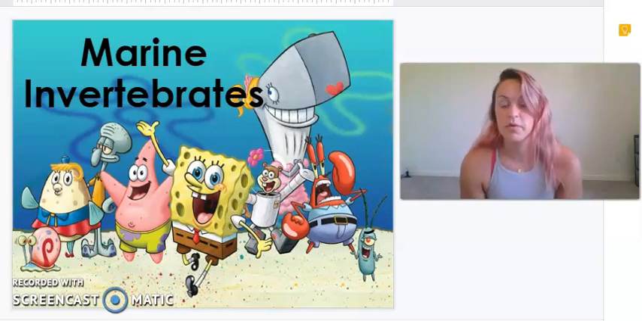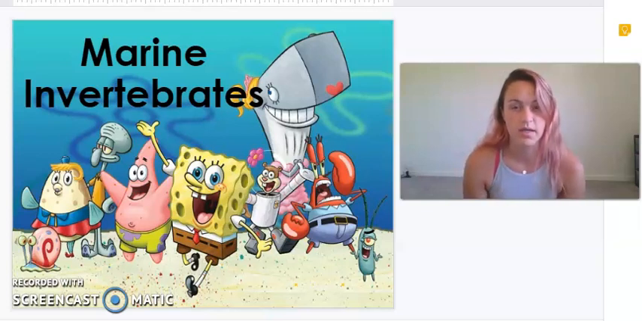Very first part of our marine invertebrates unit, we're going to be focusing on the phylum Porifera, which is our sea sponges. And these are our organisms that are organized at the most simple level, at that cellular level.